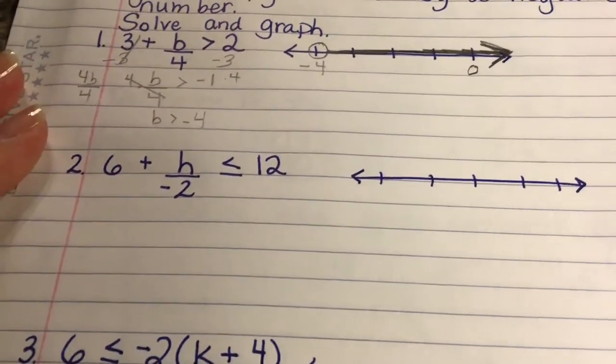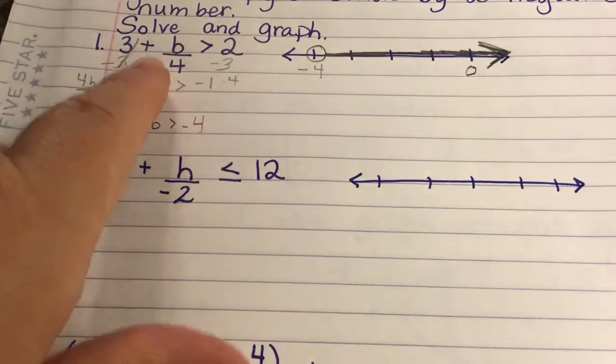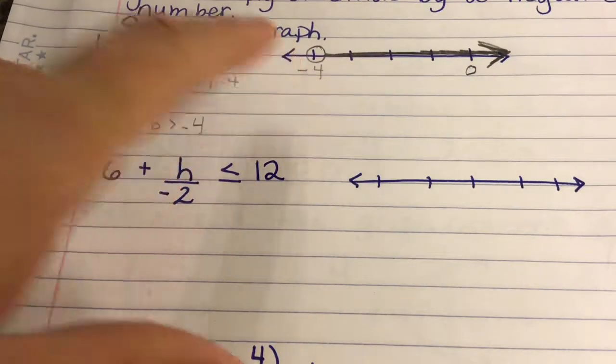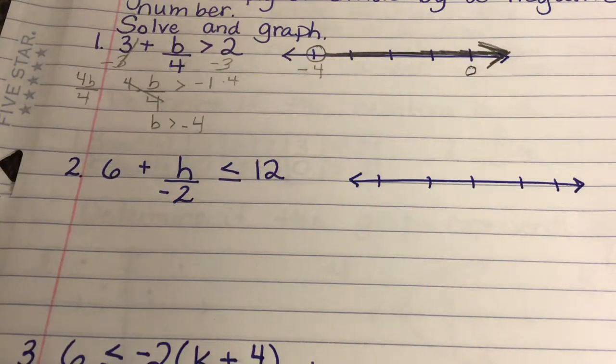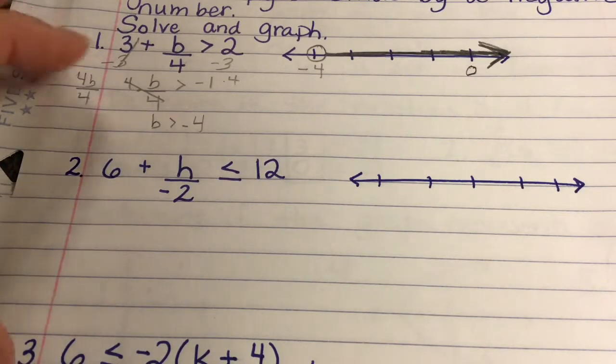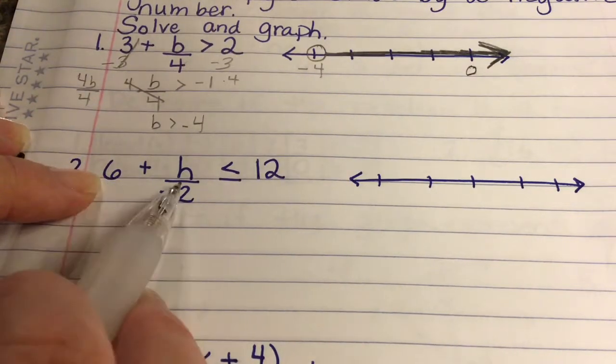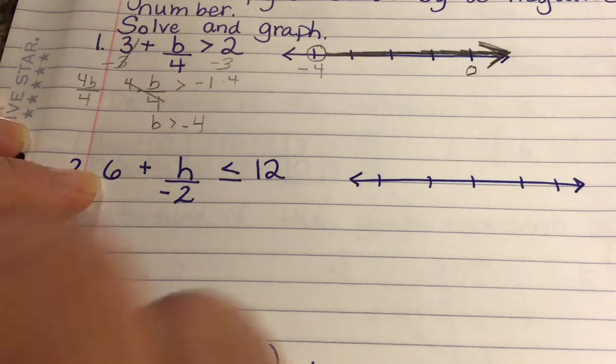Okay, the first one that I want to do, I wanted to point out, notice there was a graph here, but look at the directions: solve and graph. Make sure you read and follow directions, unless, of course, your teacher has told you to do something else, and then still follow those directions.